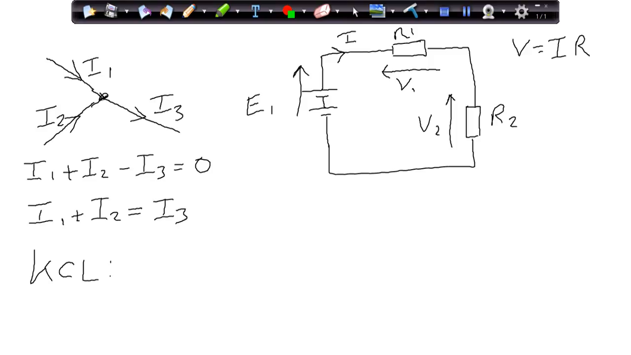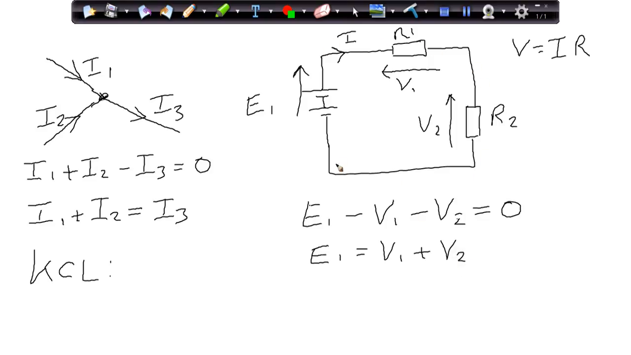So Kirchhoff's voltage law is simple. We write that the EMFs in the loop must be equal to, or must oppose, the volt drops in the system, and the sum of the EMFs and volt drops will always be equal to 0. So again, we can rearrange this and say that E1 equals V1 plus V2. So in any closed loop, like we have here, the sum of the EMFs will equal the sum of the volt drops.